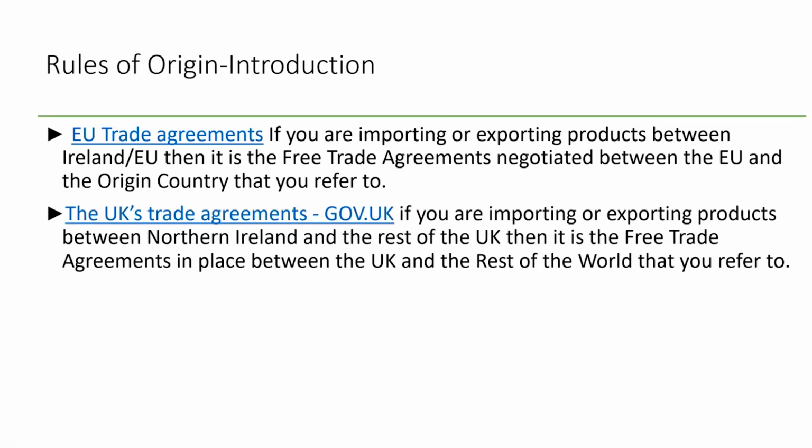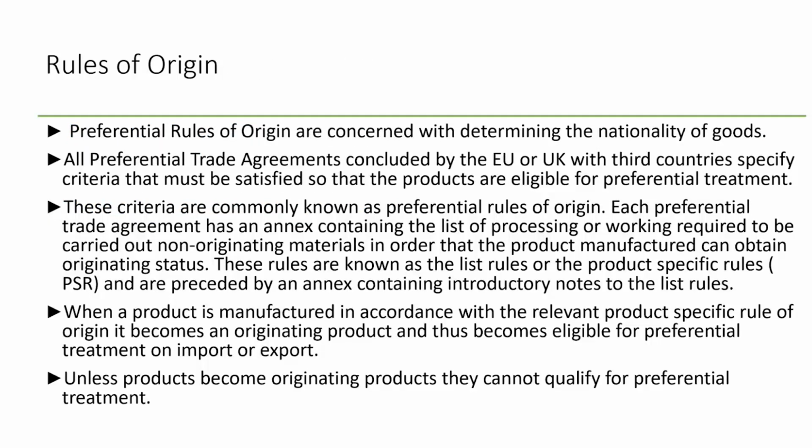Okay. So if you want to see who the EU have trade agreements with, there's a link to it there. And then who the UK have trade agreements with, there's a link to it there, right? Preferential rules of origin are concerned with determining the nationality of goods. All preferential trade agreements concluded by the EU or UK with third countries specify criteria that must be satisfied so that the products are eligible for preferential treatment. These criteria are commonly known as preferential rules of origin.